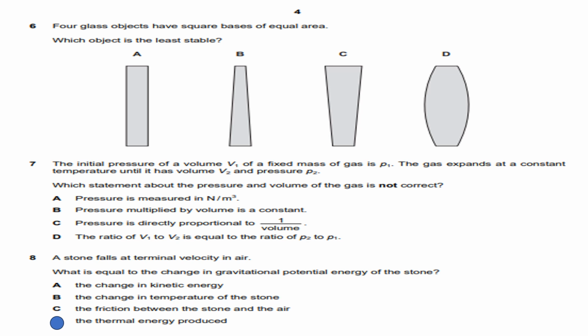4 glass objects have square bases of equal area. Which object is the least stable? So top to bottom, where the bottom square is small but the top surface is larger, that will be unstable. So here C is the correct answer.